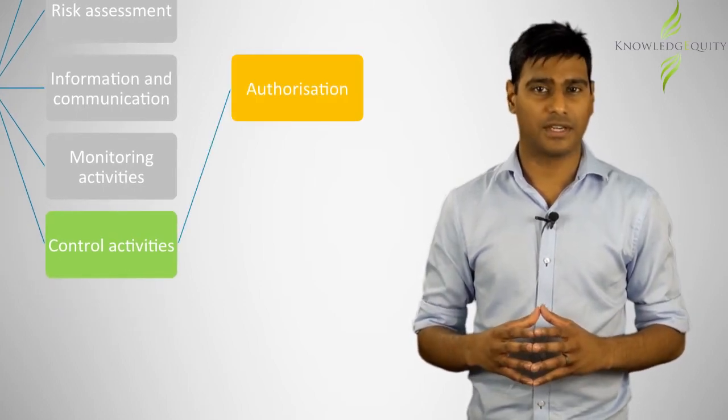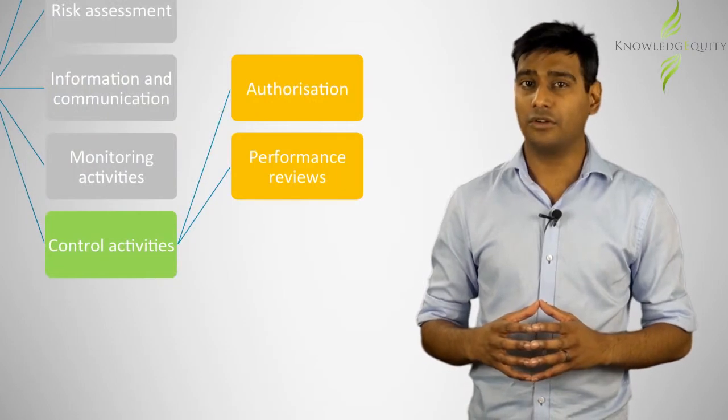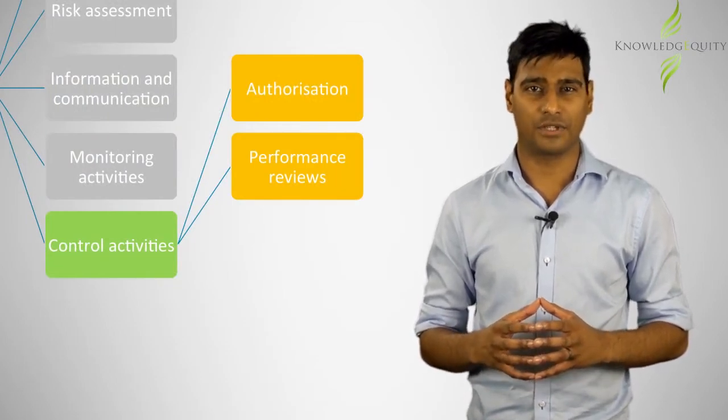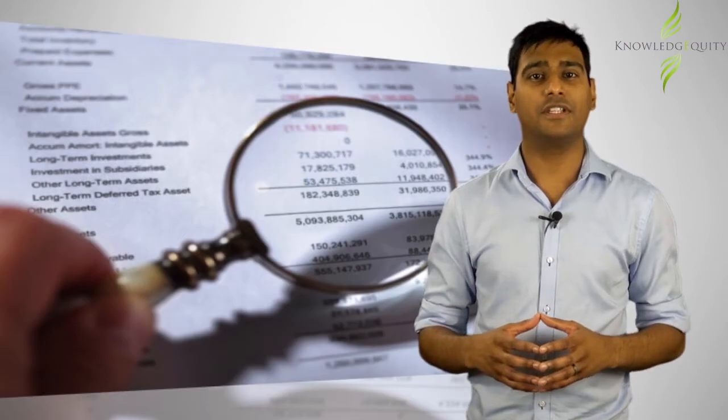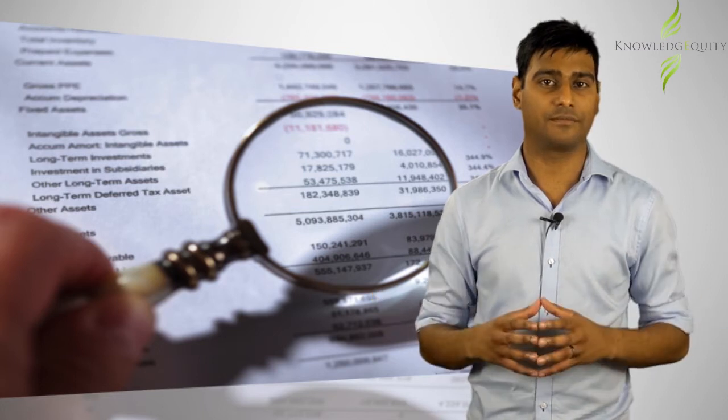The first is authorization. For example, Sam needs to process payment for the invoice from a supplier. The control activity would be to prevent Sam from processing payments to suppliers without a senior manager first reviewing and approving the invoices for payment. The second control activity relates to the evaluation of how the entity performed. For example, continuously checking actual expenditure against budgeted expenditure.